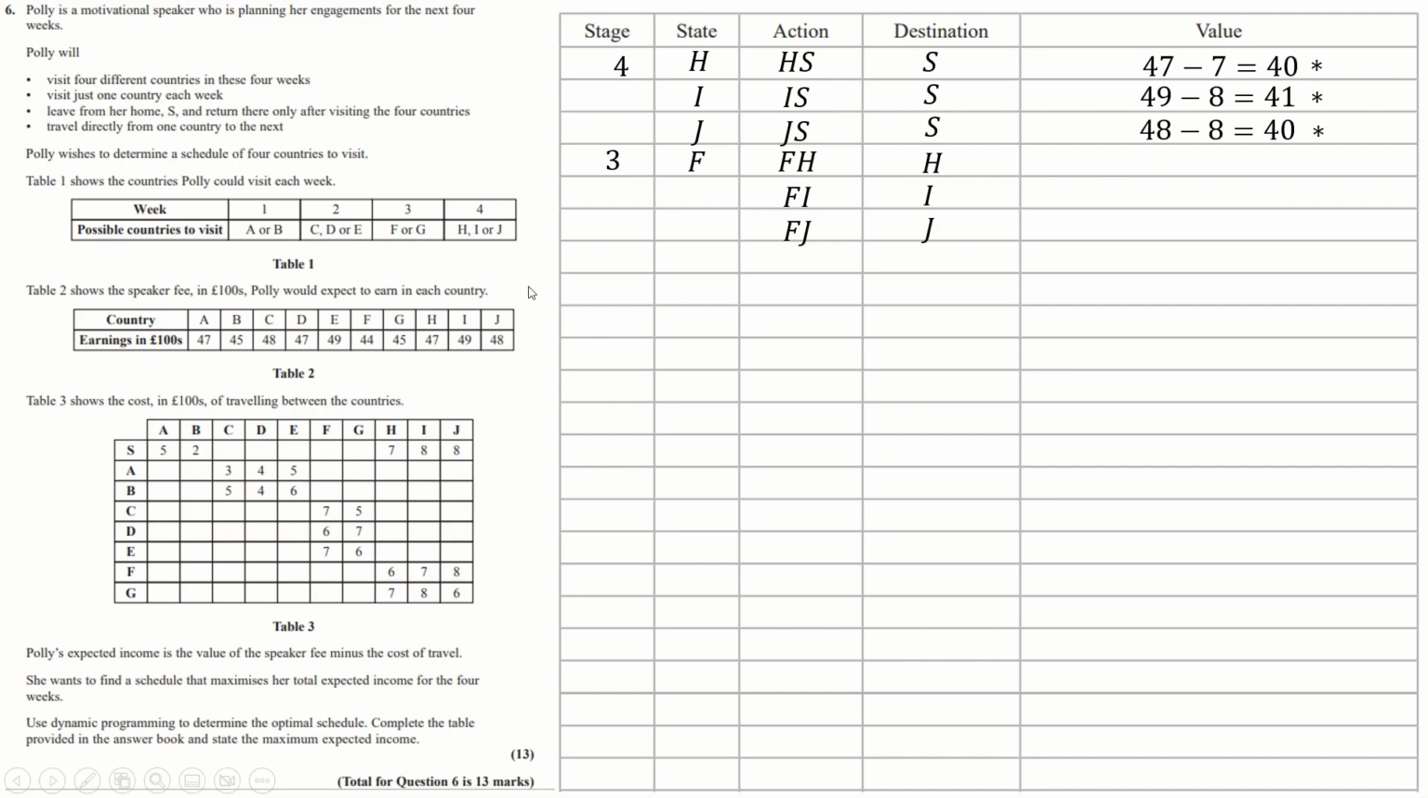Now, how much is that value? Well, speaking at F is 44. And then for this one, she'll earn 44. Then she'll travel to H.